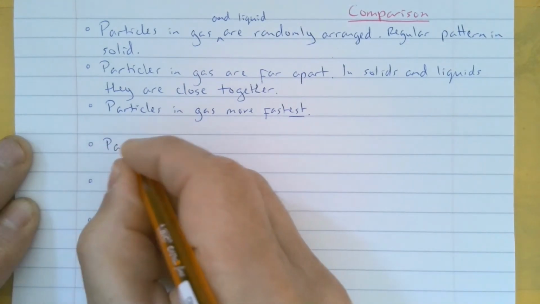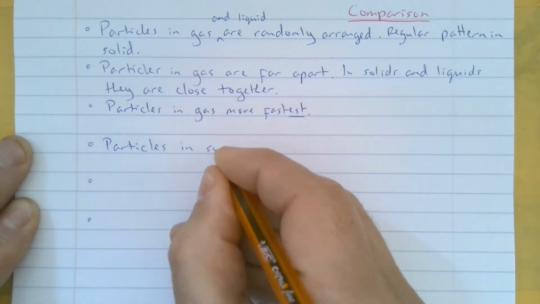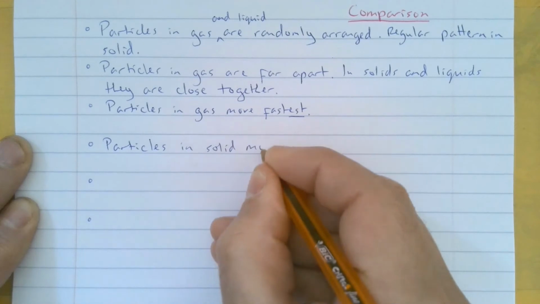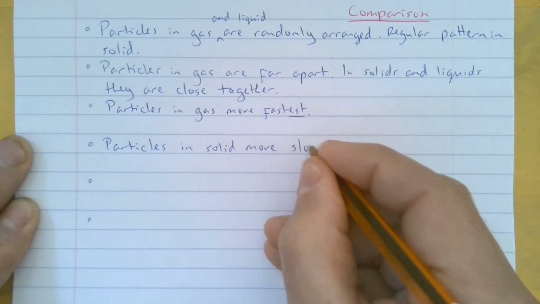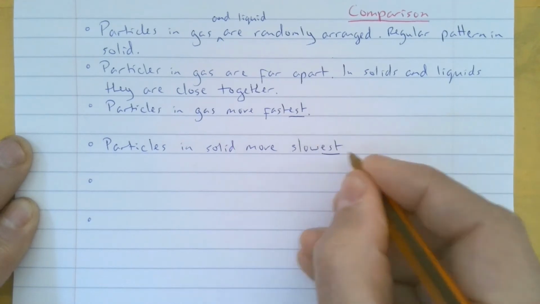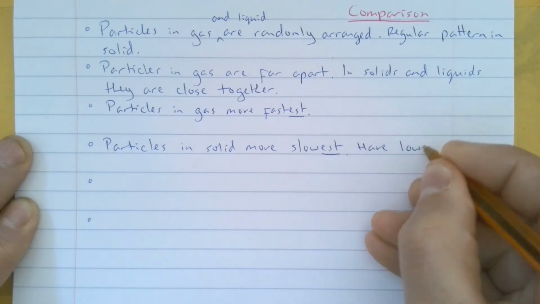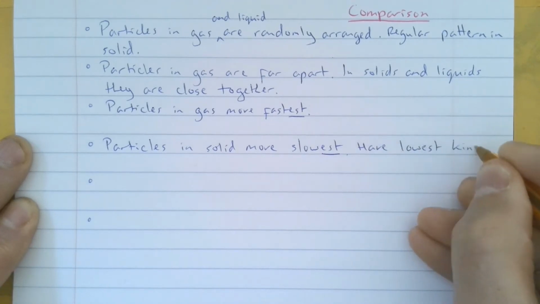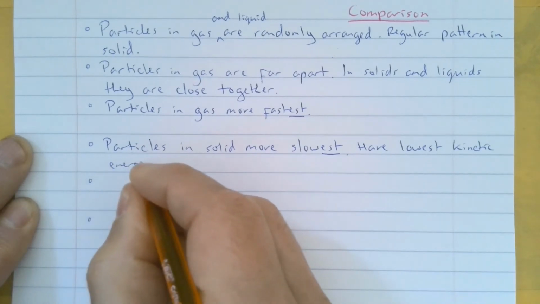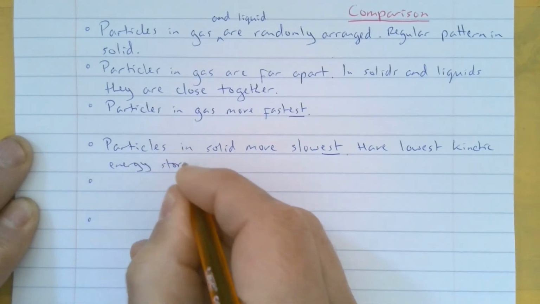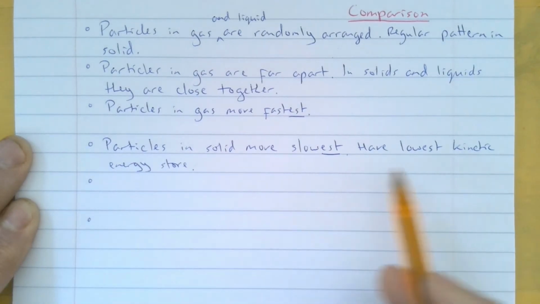I can actually expand that out there. Particles in solid. So I can keep using that same point about speed: they move slowest. Or I could say they have the lowest kinetic energy store. Okay, those two things I've said there are the same point really, because they've got the same mass.